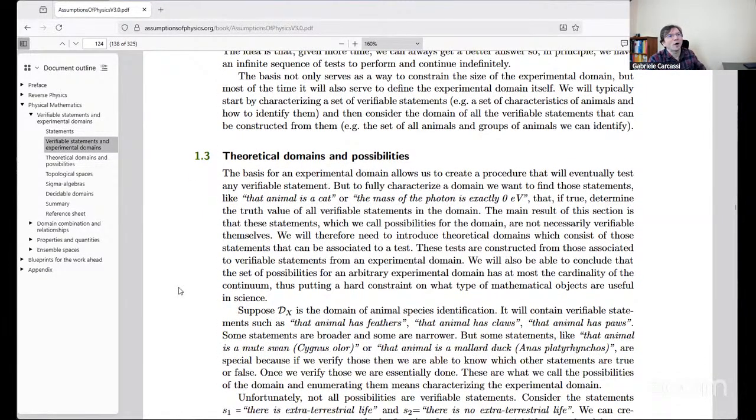So that's basically the building block. That experimental domain, we'll use it all over.